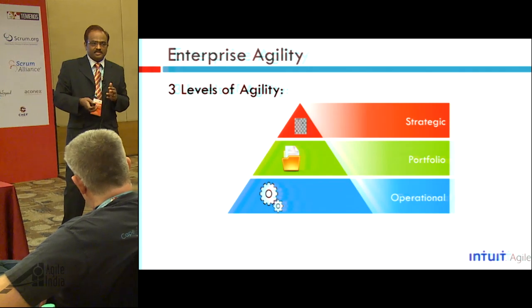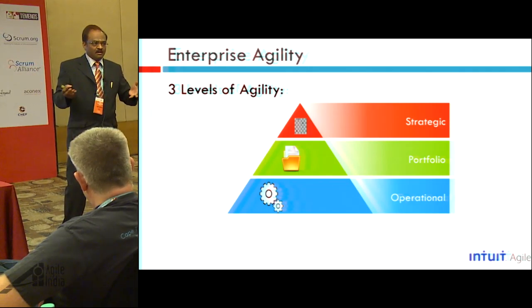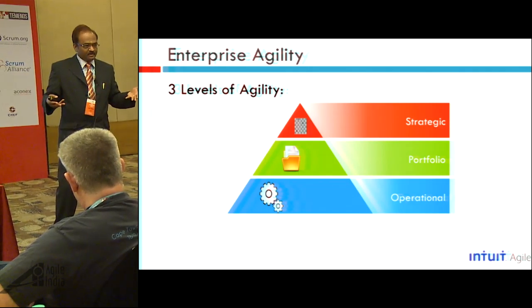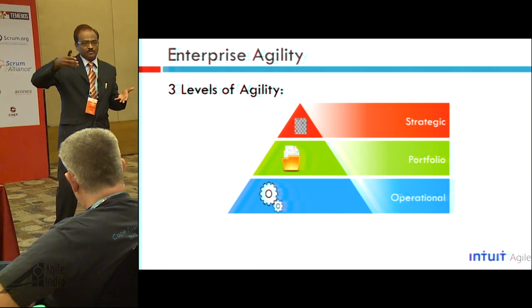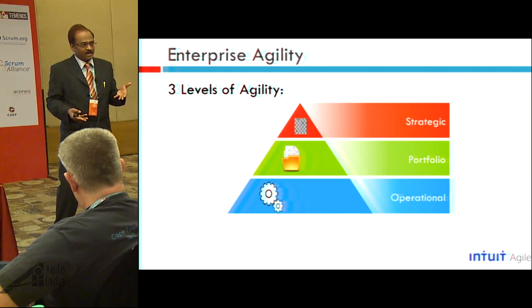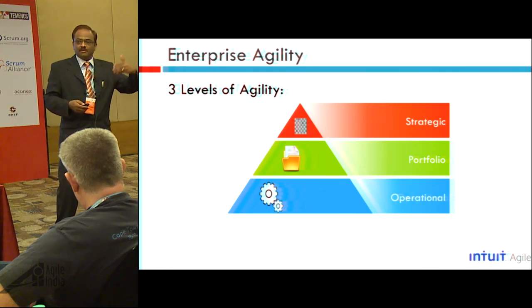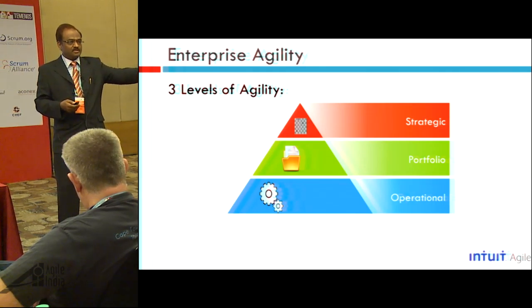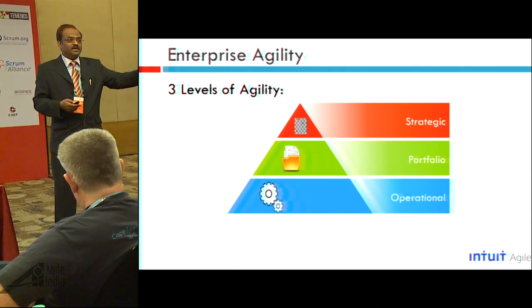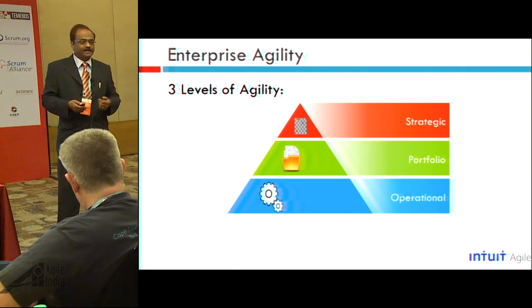But if you are Agile at all the levels that you need to be, you are already moving towards enterprise agility. So even an organization which is operationally Agile, and they think that we don't need to be Agile at the next two levels at this point of time, they are fine with that, right? But at some other point of time, as the market evolves, as new things come in, they may have to be Agile at a different level. So that's the whole idea.